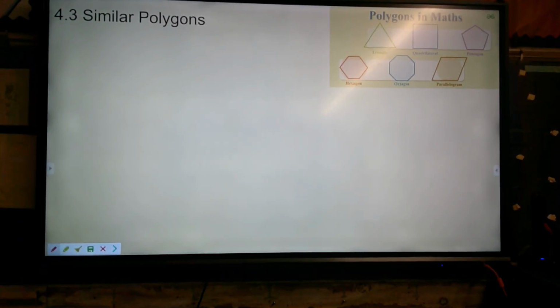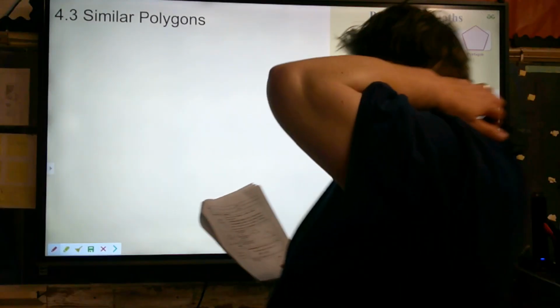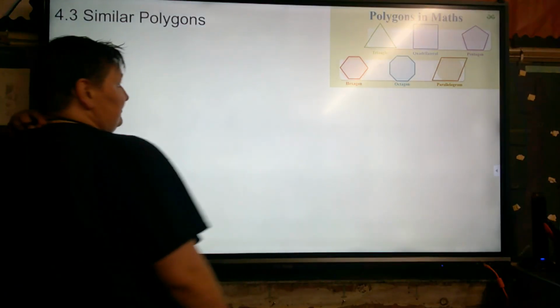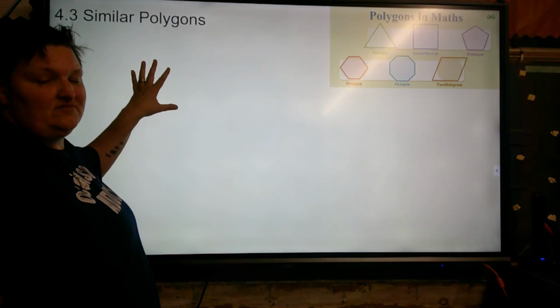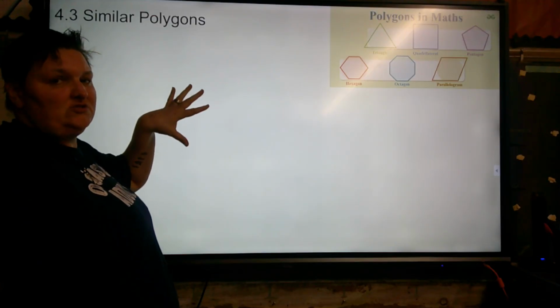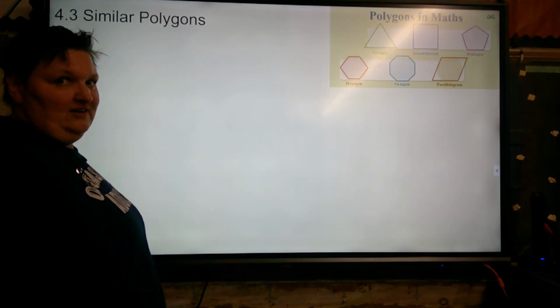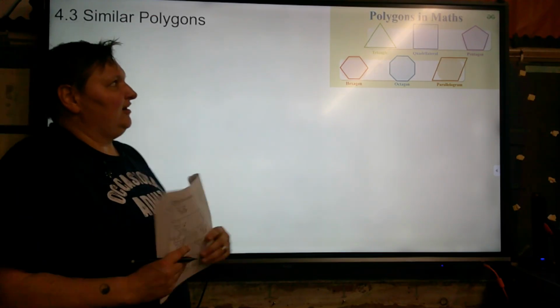All right, 4.3 is all about similar polygons, which is kind of the main focus of this unit. All the other things we're just using to do this. All right, so similar polygons.